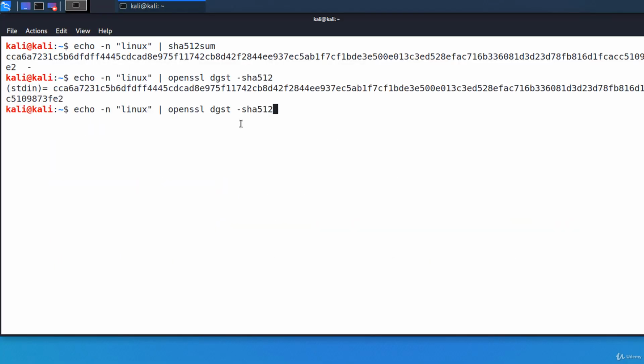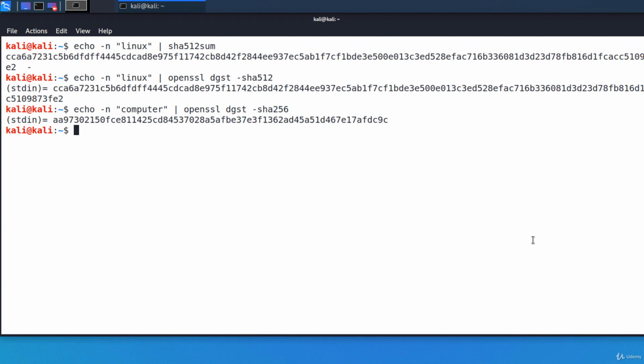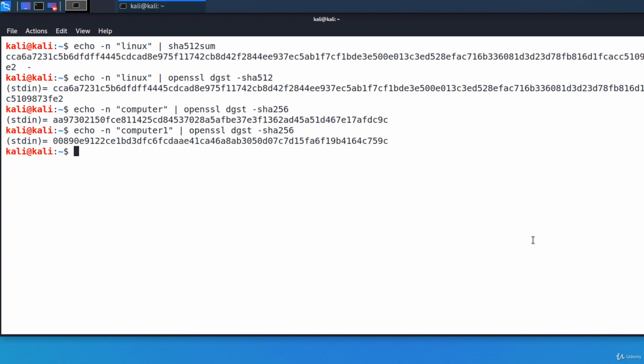Let's calculate the hash of the word computer using SHA-256. Computer, and the algorithm is SHA-256. This is the hash. Now, let's calculate the hash of the word computer1 using the same algorithm. We notice that two different words have two different hashes. Each input has its own unique hash.